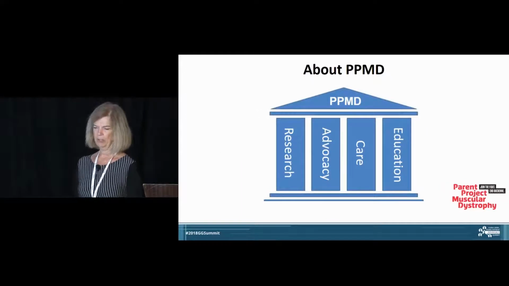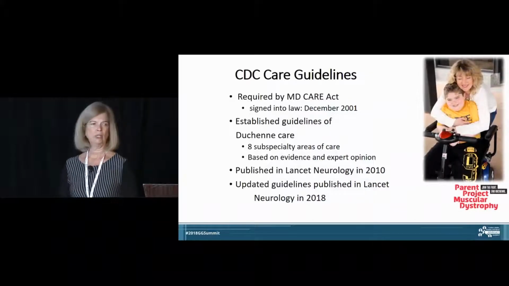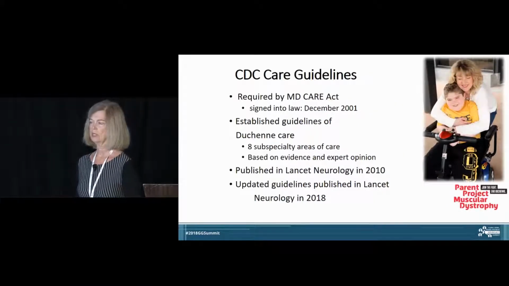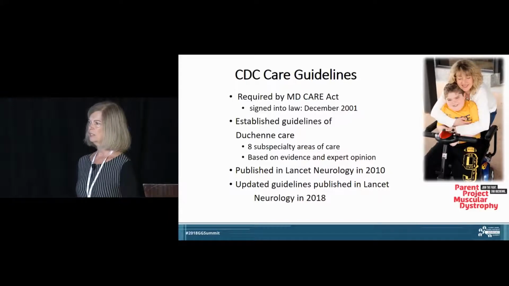So just a bit about PPMD. Again, we have four arms: research, advocacy, care, and education. We're extremely busy on the Hill and extremely busy in all areas. One of the first things that we accomplished was to get the MD CARE Act signed into law in 2001. There are many parts of the MD CARE Act, but one of the primary parts was affording a portion of the funds to the Centers for Disease Control to establish guidelines for Duchenne care. And those guidelines focused on 8 areas of care.